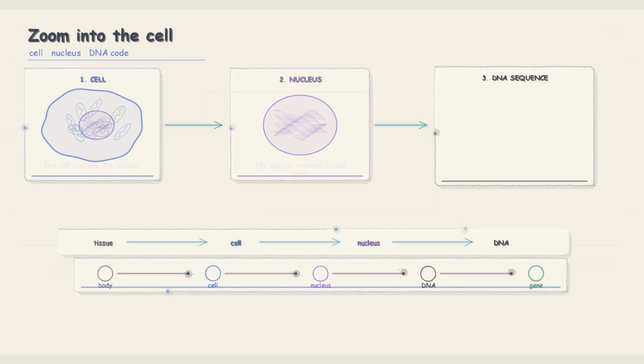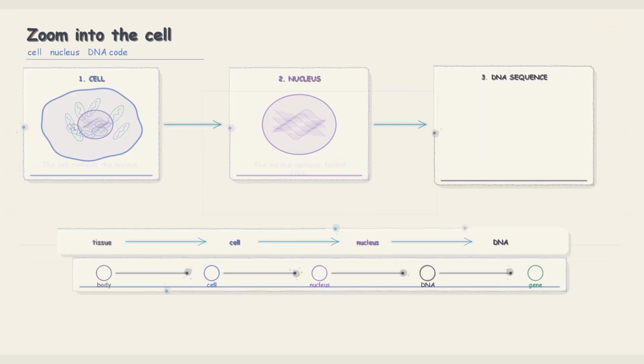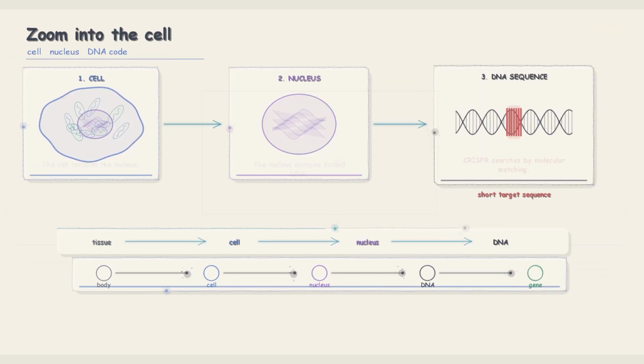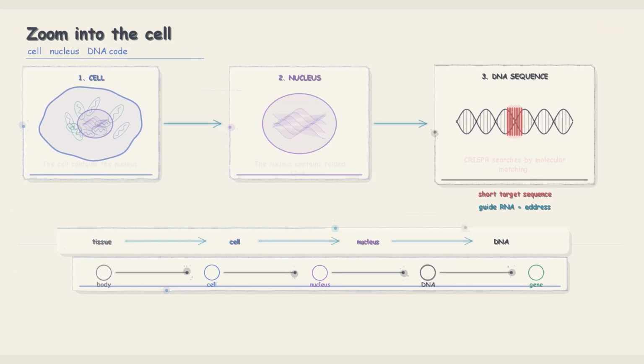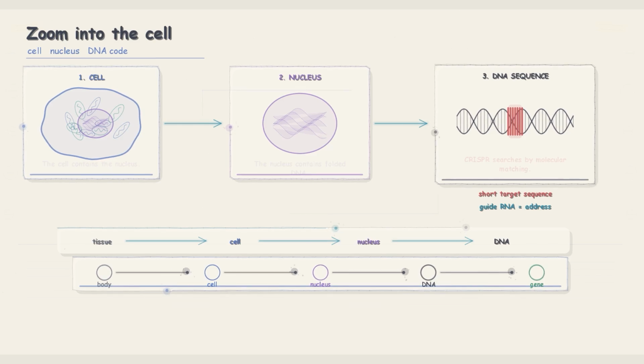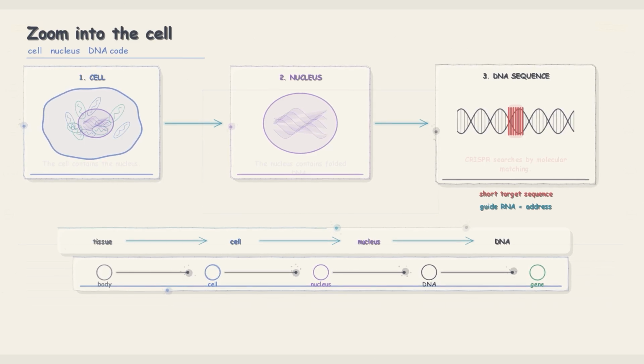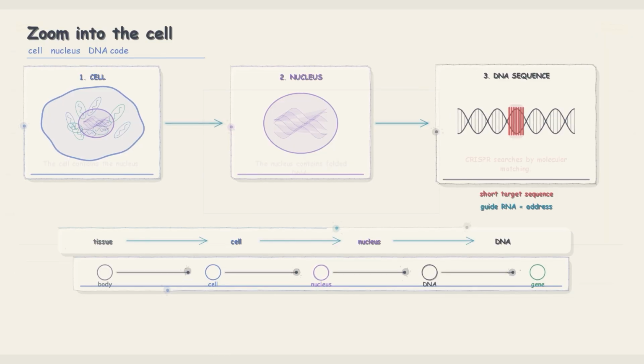CRISPR does not search by eyesight. It searches by molecular matching. The target is a short sequence, not the whole chromosome. That is why the guide RNA matters so much. It gives Cas9 a specific address in the genetic code. Once we know the address, the editing story can begin.